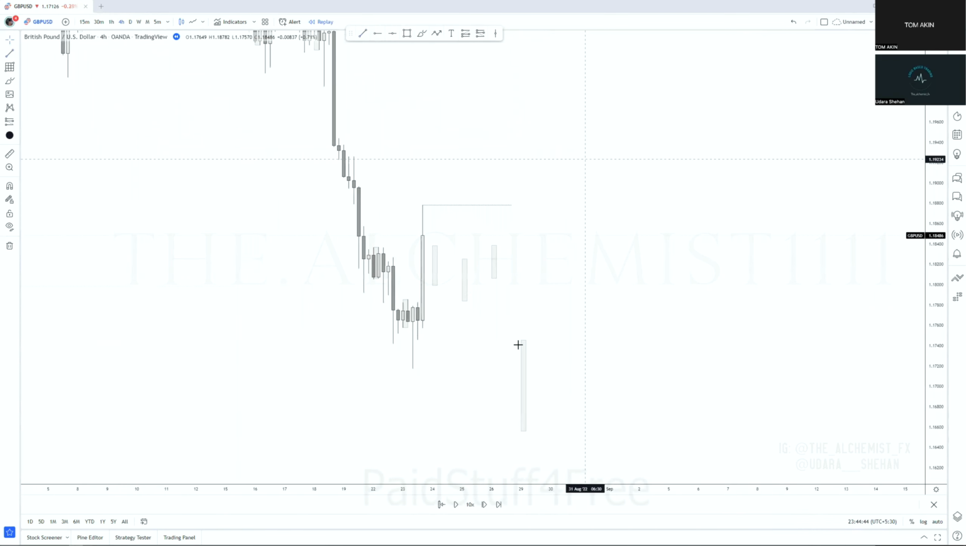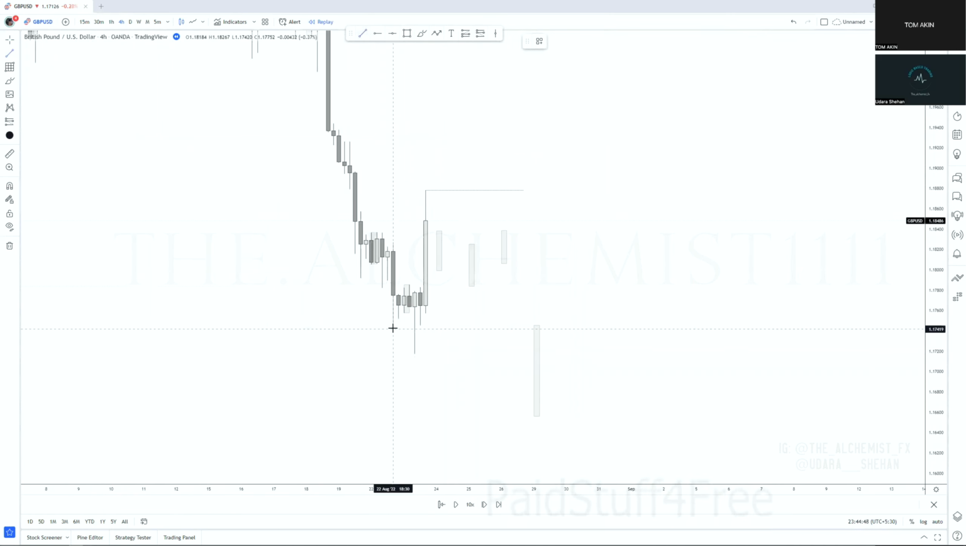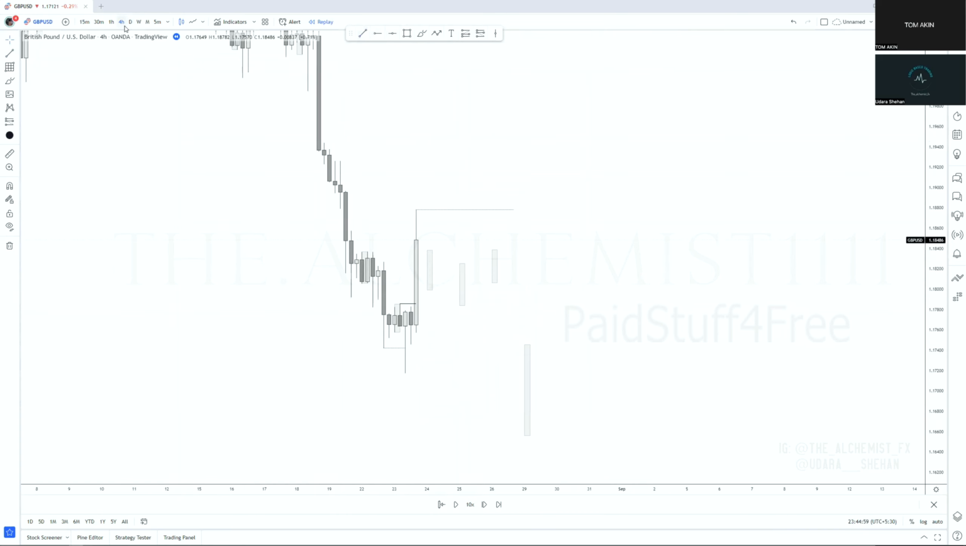Now, what has happened was the 4-hour has created a strong low. Liquidity taken, structure broken. Because the thing is now, nothing clear on the daily, right? Nothing clear on the daily. Then after the daily, what's the next strongest time frame we have? The 4-hour, right? Now on here, we do have a strong low stop hunt, breakout structure.